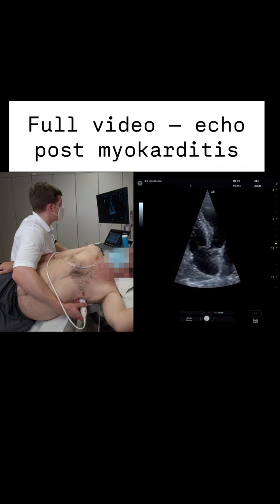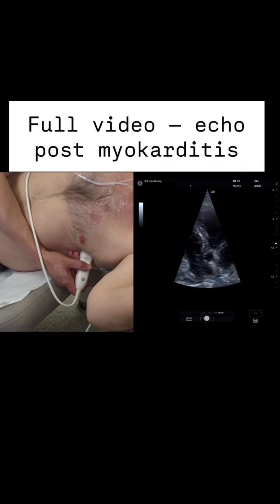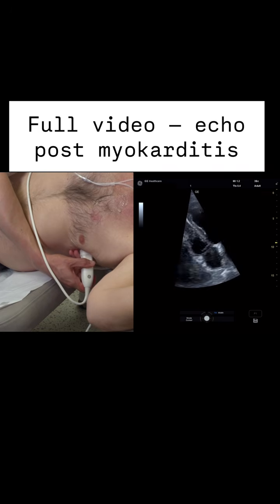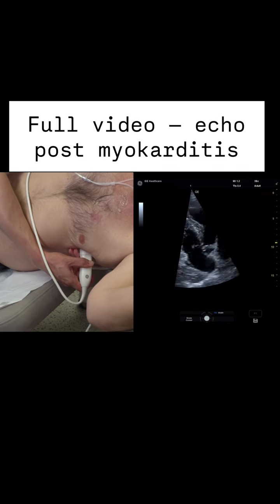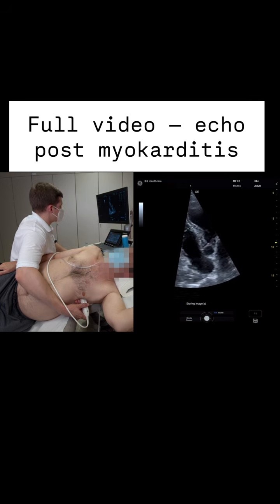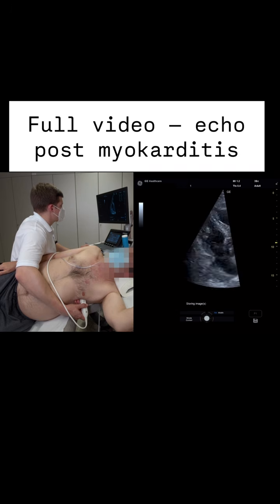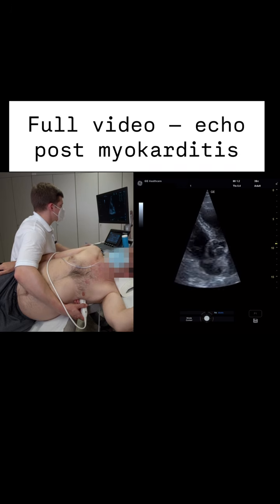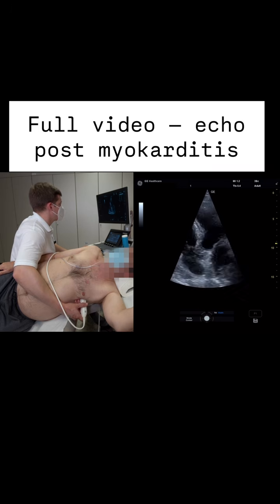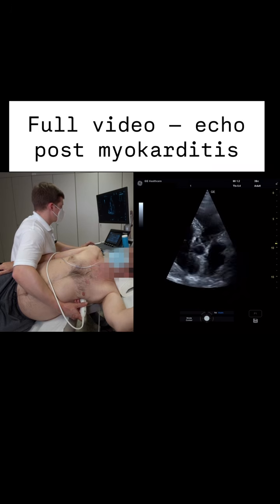And now we do the tilt. So while tilting, we can even try to get better and visualize the right ventricle even more optimally. So this is of course helping you in having the best images. Of course, we need a little bit more width because we're not done with our examination yet.